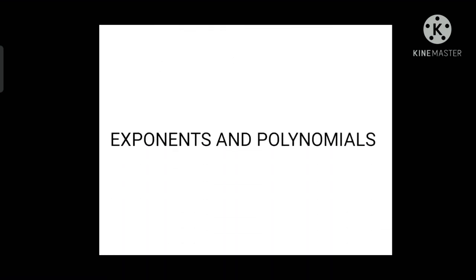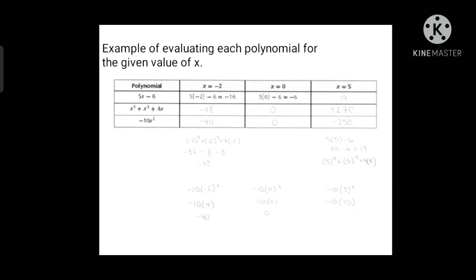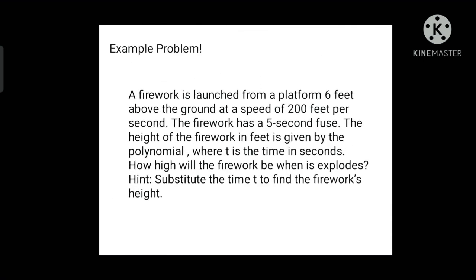So let's proceed to the exponents and polynomials. In this slide here also, just kindly pause the video, then click the link provided below if you want further explanation. So let's proceed to the example problem. A firework is launched from a platform 6 feet above the ground at a speed of 200 feet per second. The firework has a 5-second fuse. The height of the firework in feet is given by the polynomial, where t is the time in seconds, and the question is, how high will the firework be when it explodes?